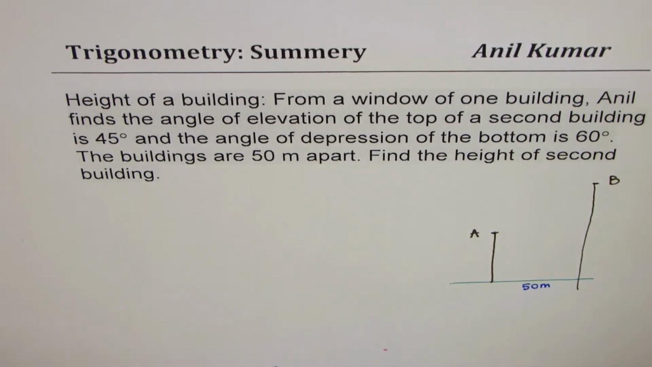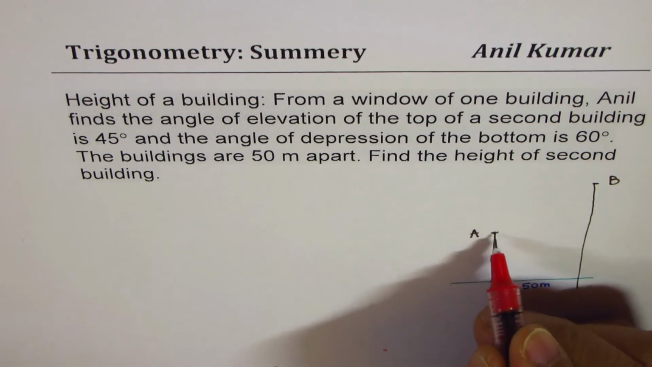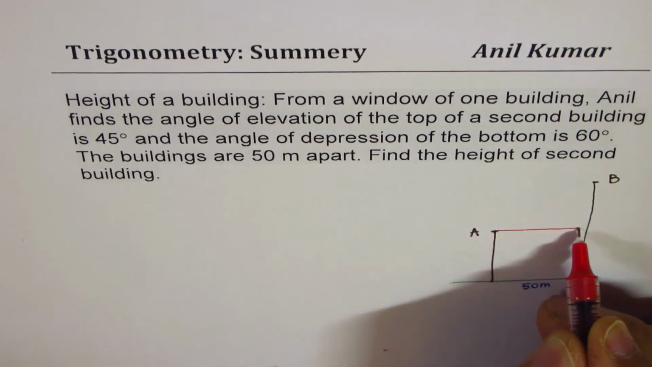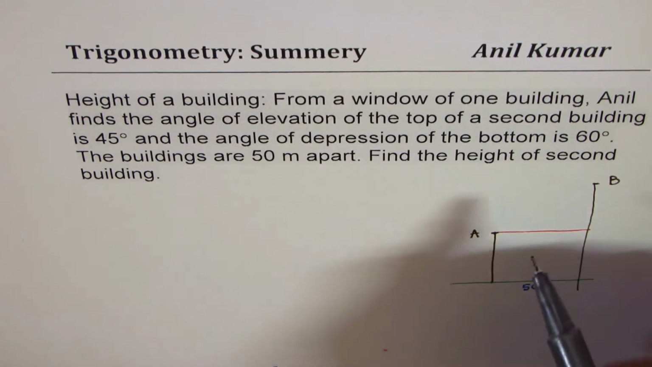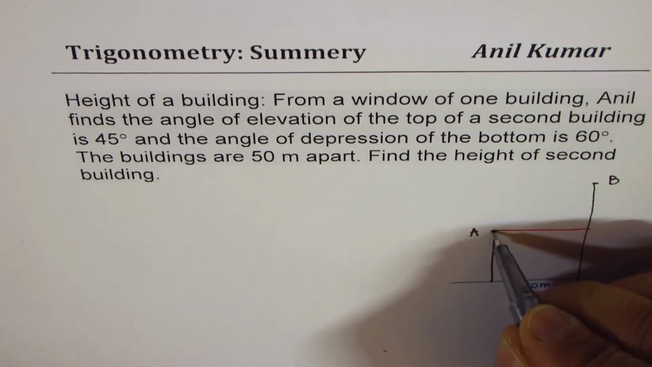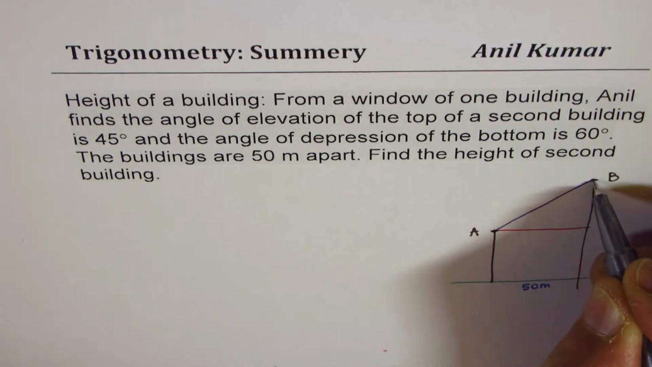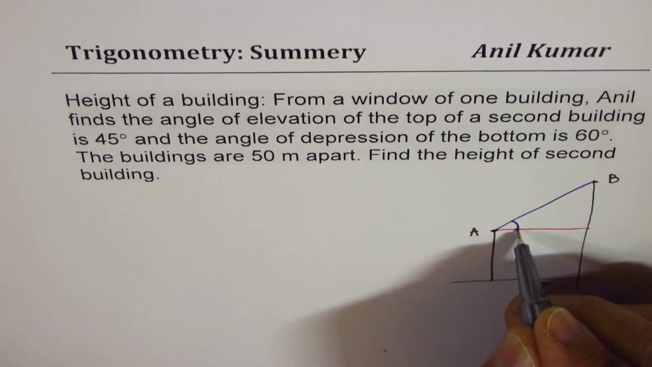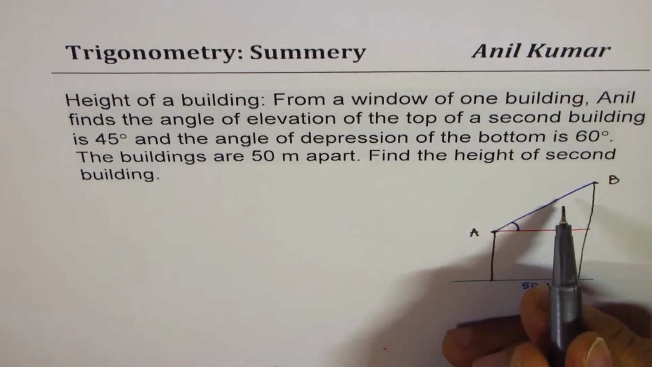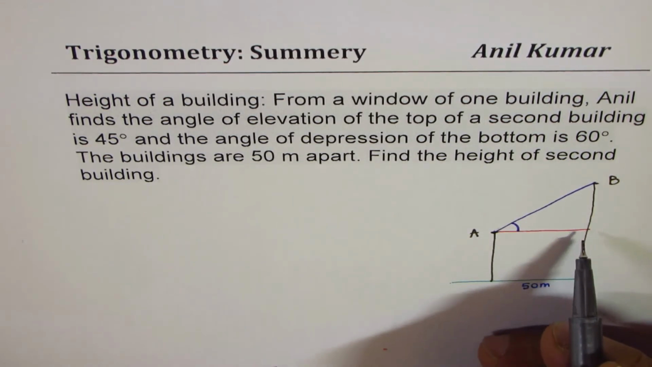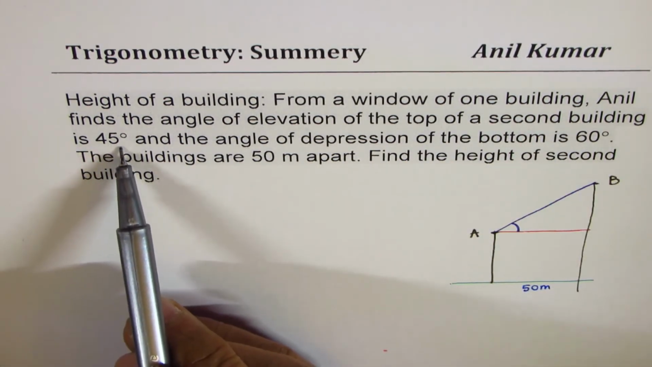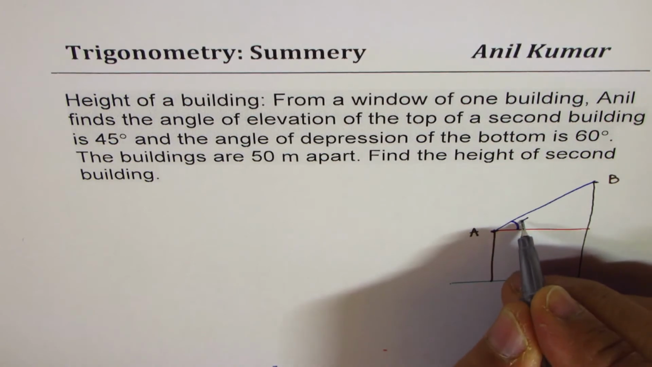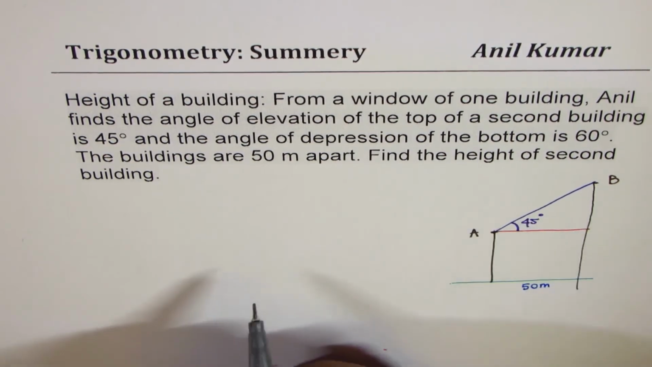When we say angle of elevation, it means what? It has to be measured from the horizontal. So if I connect a line from A to the top of the other building, B, I get an angle of elevation, which is this. Looking from A upwards with the horizontal, the top of the second building is at 45 degrees. That is the angle of elevation. So this angle is 45 degrees.